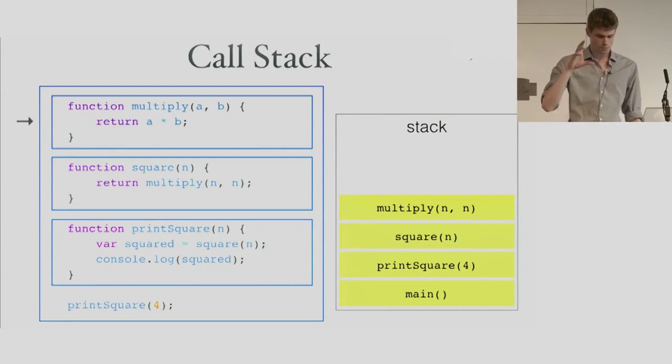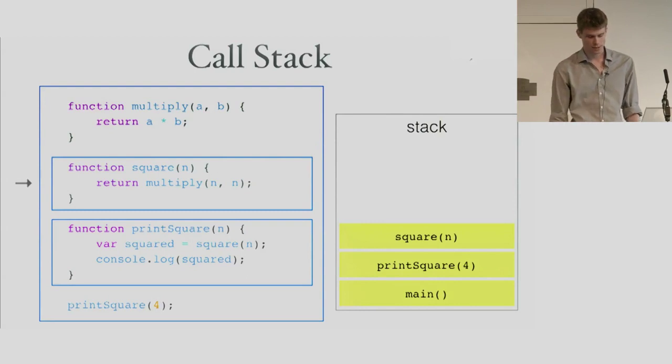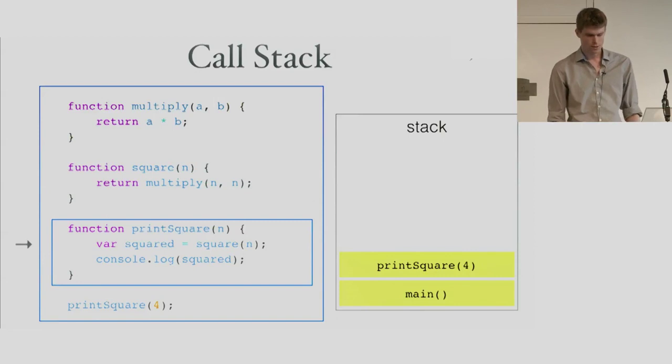So in terms of thinking about the stack, the return keyword basically says, OK, take the current function call off the top of the stack and go to wherever you were, like the next position in the stack. So we return, we pop multiply off the stack. Now we've returned multiply, we can return from square, and now we're back in print square. So the squared line is now complete.